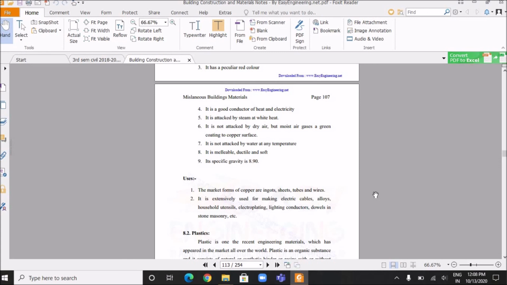Uses. The market forms of copper are ingots, seeds, tubes and wires. It is extensively used for making electric cables, alloys, household utensils, electroplating, lightning conductors, dowels in stone masonry, etc.